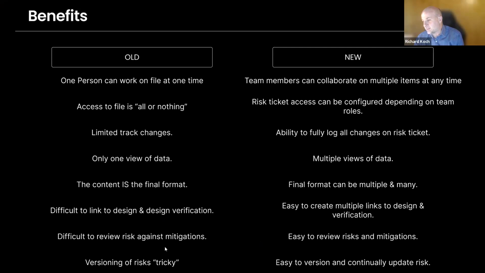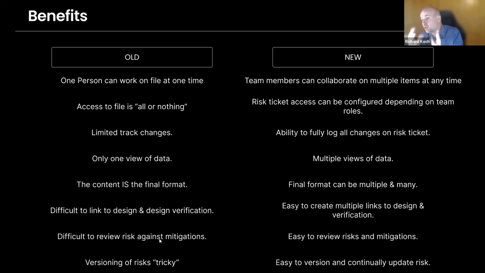Difficult to review risk against mitigations. So again, linking, seeing the content of a mitigation. So you might have the summary of what the mitigation is. To actually look at the full detail of the risk and the full detail of the mitigation together can be difficult, and I'll show you how we do it in Jira and Confluence.